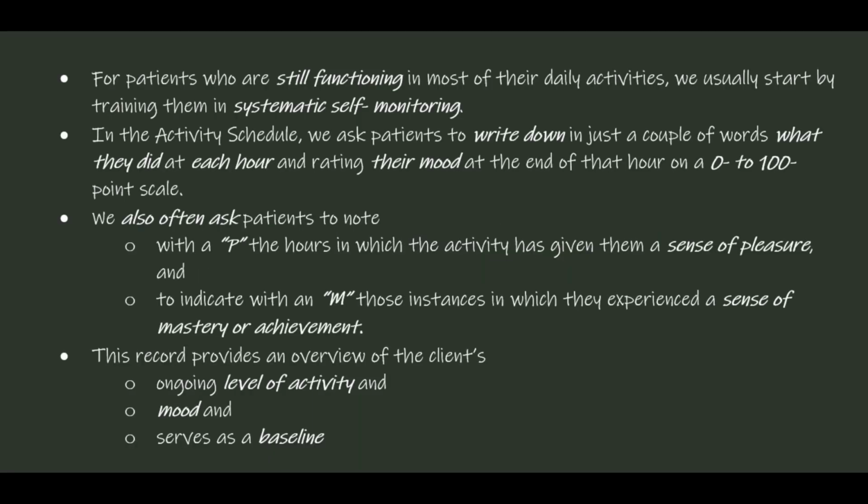Self-monitoring. For the patients who are still functioning well, we usually start by training them in systematic self-monitoring. In the activity schedule, we ask the patient to write down in just a couple of words what they did at each hour and rating their mood at the end of that hour on a 0 to 100 point scale. We also often ask the patient to note with a P the hour in which the activity has given them a sense of pleasure, and to indicate with an M those instances in which they experienced a sense of mastery or achievement. These records provide an overview of the client's ongoing level of activities and mood, and serve as a baseline.